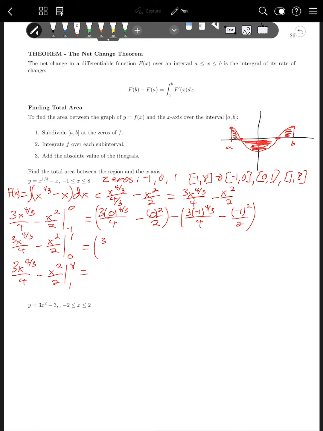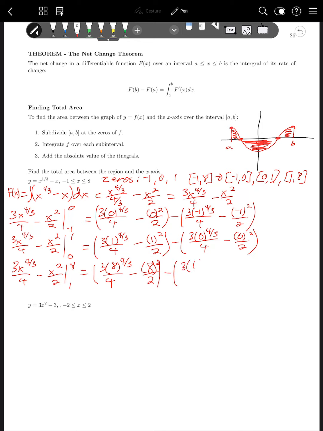The second one will be 3 times 1 to the 4/3 over 4 minus 1 squared over 2, minus 3 times 0 to the 4/3 over 4 minus 0 squared over 2. And then the last one is 3 times 8 to the 4/3 over 4 minus 8 squared over 2, minus 3 times 1 to the 4/3 over 4 minus 1 squared over 2. Okay.